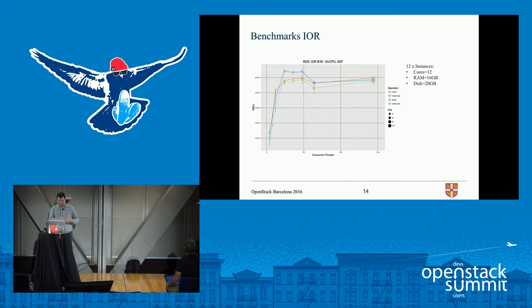We run a test with 144 processes. So we use the IOR benchmark. IOR is a very popular HPC benchmark, which uses MPI to synchronize the threads on the compute nodes. And as you can see, we actually achieved very good performance on the large instances.